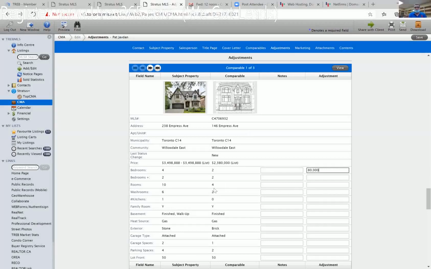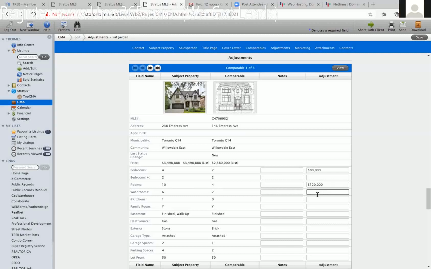Okay, now we go to the next comparable, the next one. Bedroom plus, okay. Rooms 10-4. It means that the structure is more comparing to the comparable. It is 6 comparing to the comparables, almost 60 to 120,000, each of them 20. So put 120,000. Yeah. Washroom. How much?